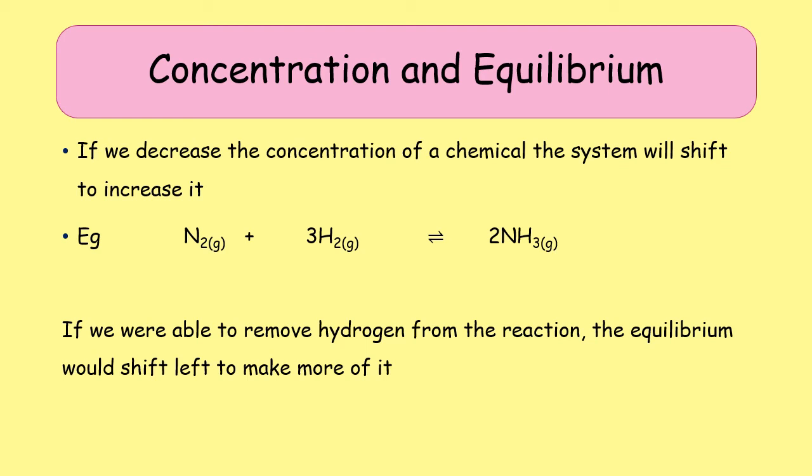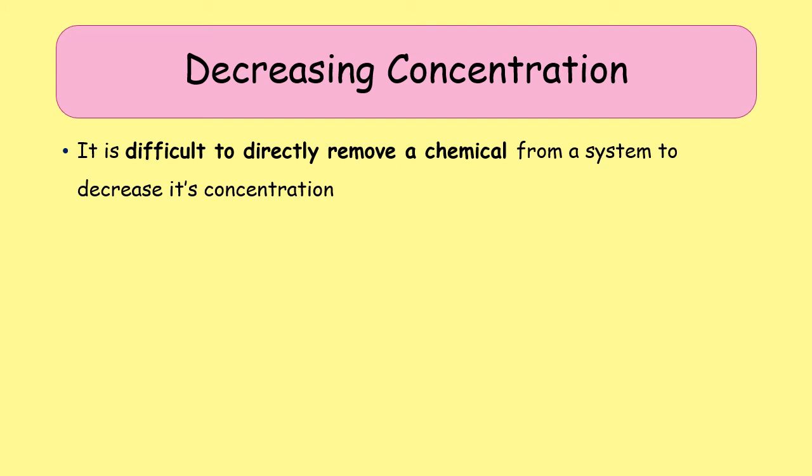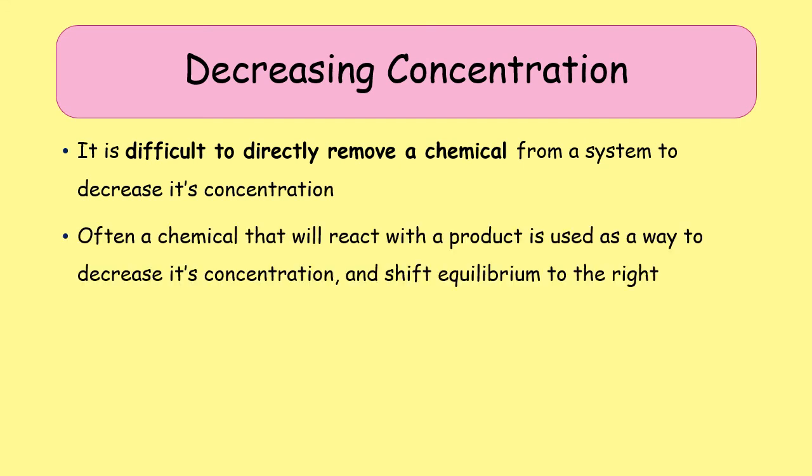And so you need to think about what is being added to the system, what could it react with, and as a consequence lower the concentration of that. So it's sort of like a 2-step process in order to work out what's happening. So decreasing concentration. As I said, it's difficult to directly remove a chemical from a system to decrease its concentration. You often have to add another chemical that will react with one of your reactants or products.